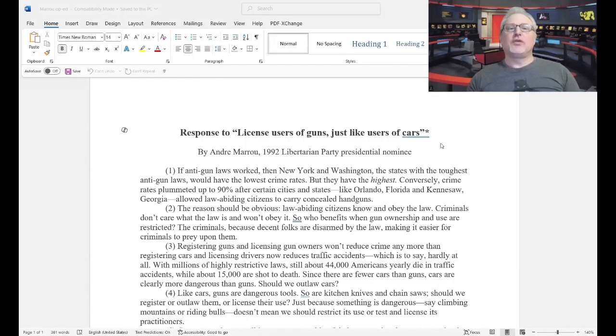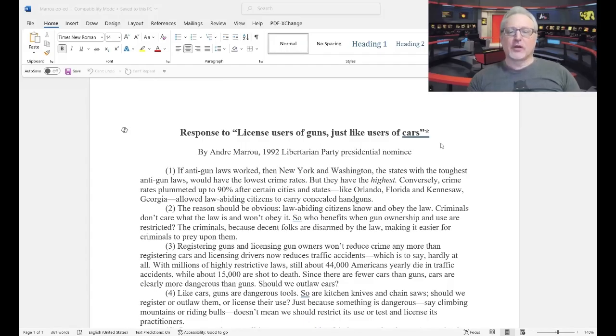The author's name is Andre Marrou, and it says here that he was a 1992 Libertarian Party presidential nominee. And the first time we looked at this text, we talked about the kinds of positions that are typically held by libertarians, including how they feel about guns.